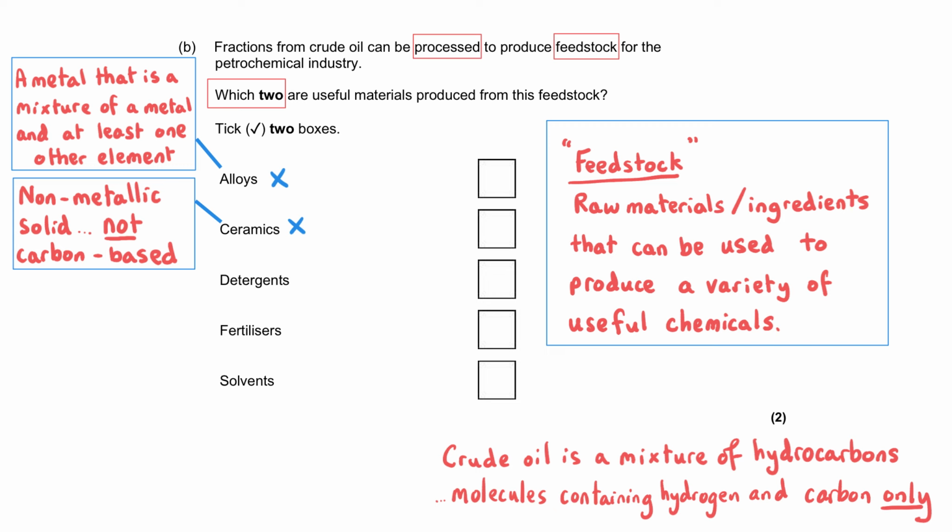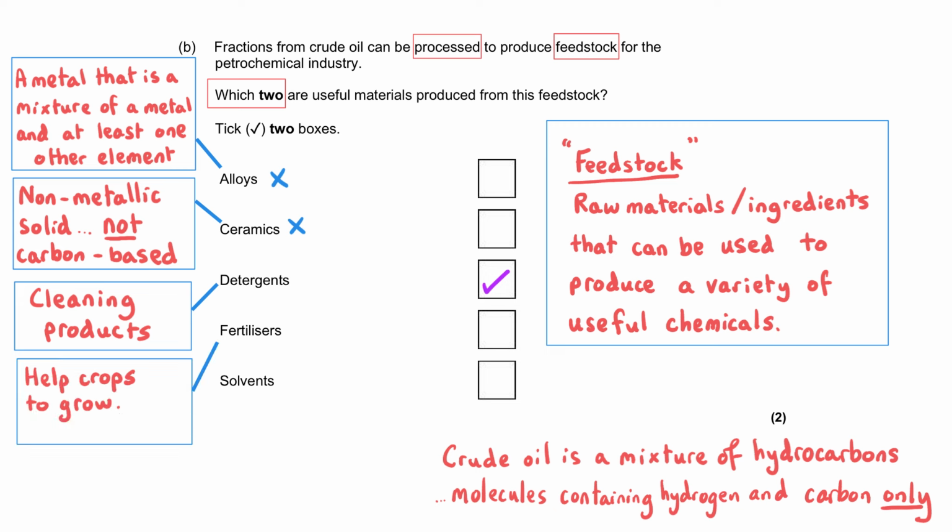Detergents. This is one of the correct answers. Detergents are cleaning products, and that's one of the things that you can convert the fractions from crude oil into. Fertilizers. This is not the correct answer. Fertilizers are things that help plants to grow, help crops to grow, and you don't put crude oil or anything derived from crude oil directly onto fields. That wouldn't help the plants grow. The fertilizers need to contain things such as nitrogen and phosphorus and potassium to help those plants grow, not carbon and hydrogen that you get in hydrocarbons.